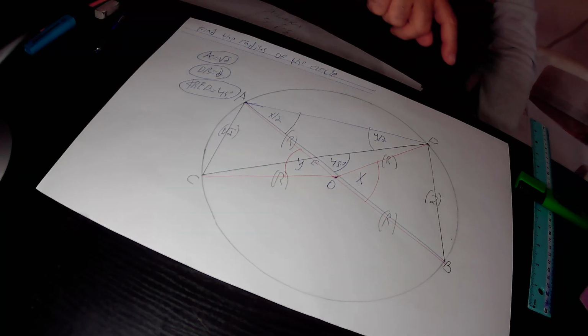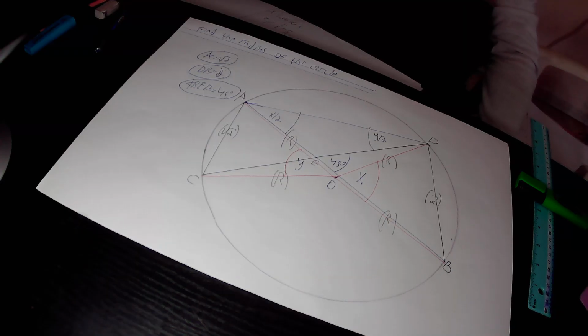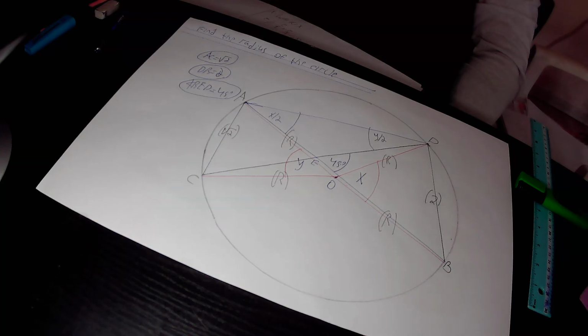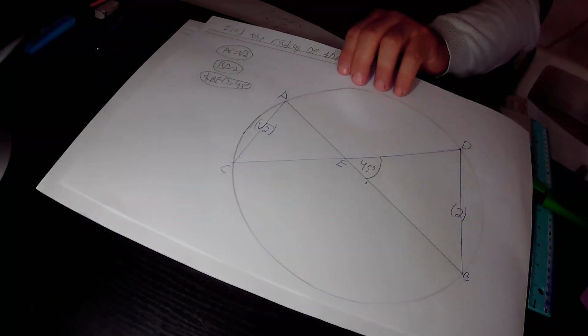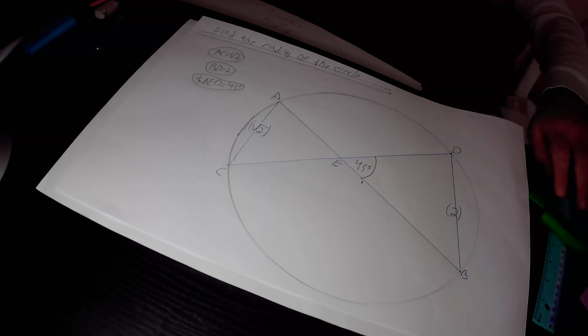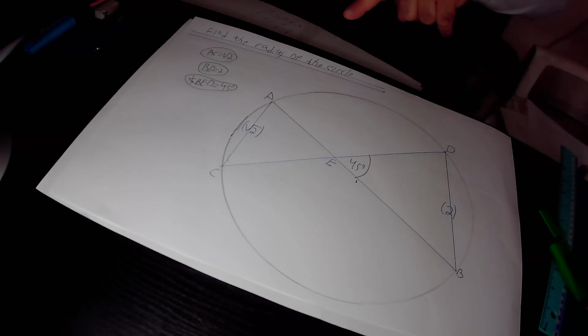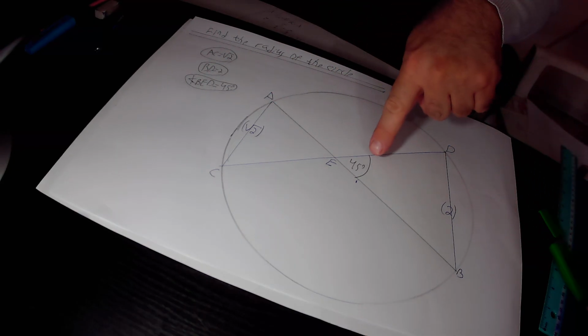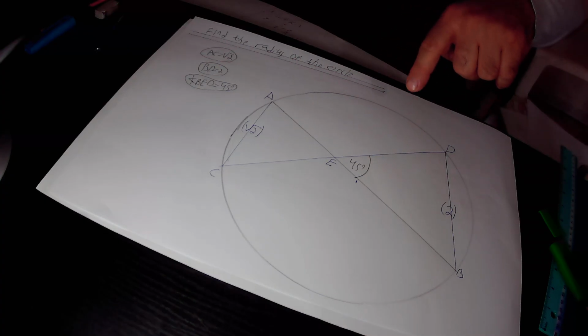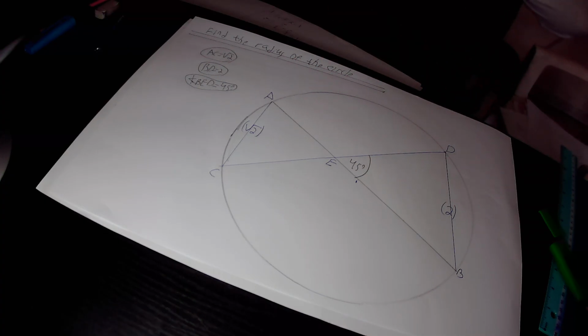In this lecture, we found the radius of this circle. So, in the drawing, we have here chord DB equals 2 units in length, chord AC equals the square root of 2 units in length. This is angle DEB, which equals 45 degrees in size. Again, our mission is to find the radius of this circle.